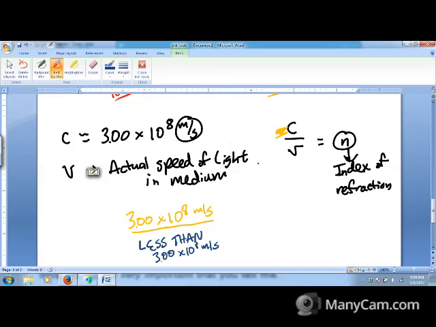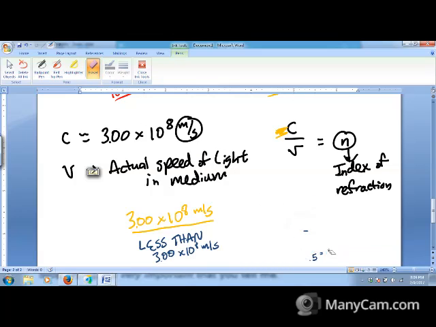So what happens whenever I have one number right here and a smaller number right here? That looks like a division symbol. If I have 6 divided by 6, that's 1. What happens when I have a number less than 6, like 3 or 1.5? Well, I get a larger number. So in almost every single case, whenever your velocity does not equal the speed of light in a vacuum, your index of refraction is going to be greater than 1.